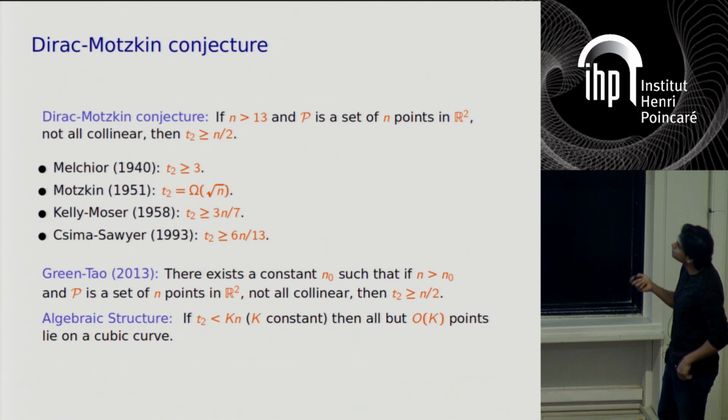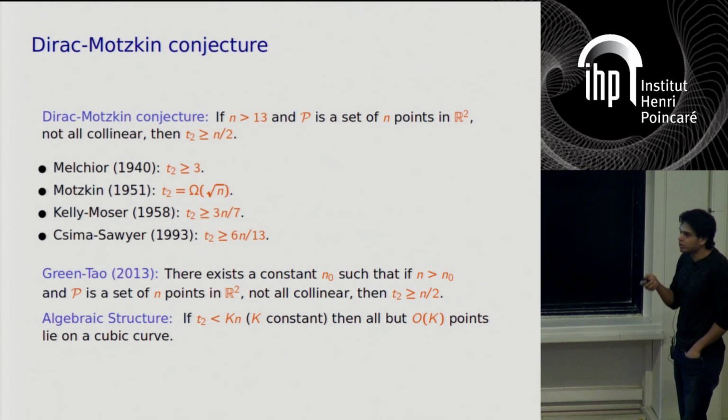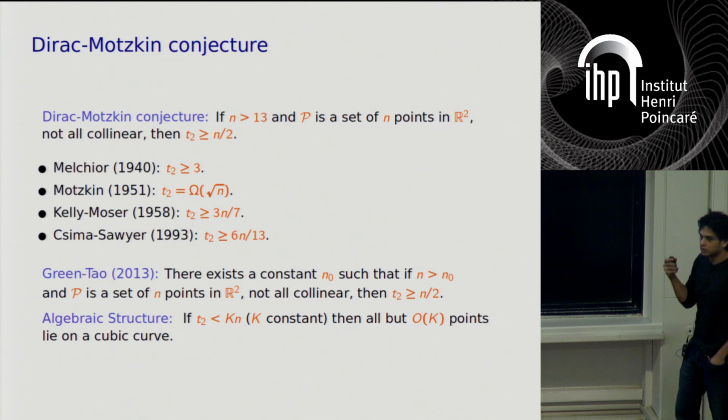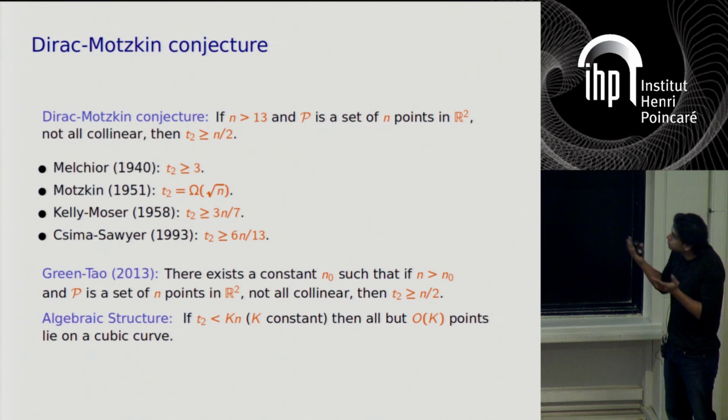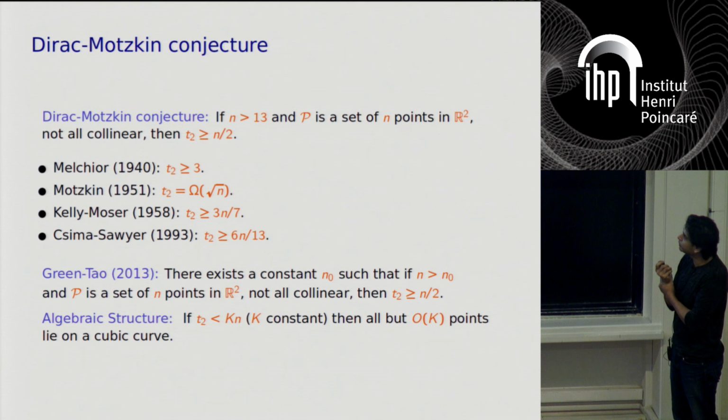And they showed something a bit stronger. They actually showed that if you have n over 2, then the only way you can achieve that is by using the construction that I showed before. So it's a much stronger result than what I state here.